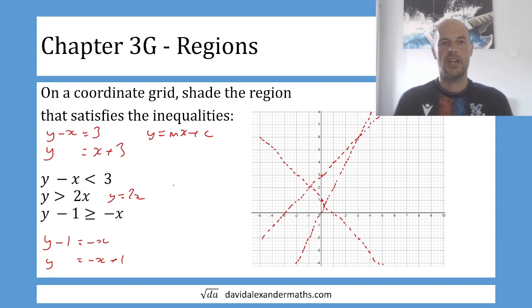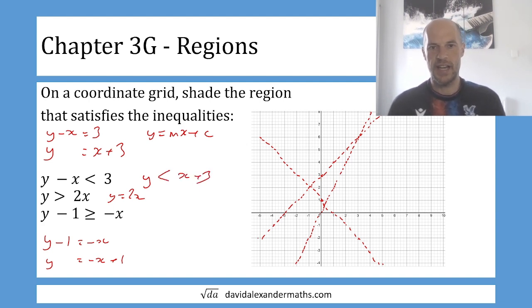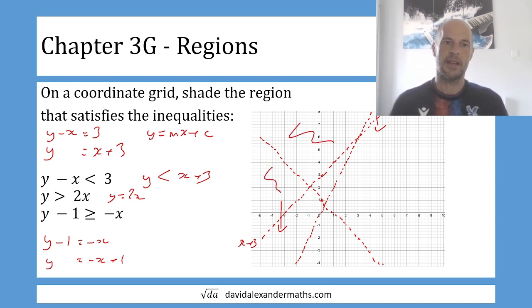Okay, so the first one is y minus x is less than 3. So if I just rearrange that, that means y is less than x plus 3. Now this is the line here, y equals x plus 3. Now if y is less than that, that means it's got to be below this line here. So it's underneath this line, so therefore it cannot be this area here, it cannot be this area here.